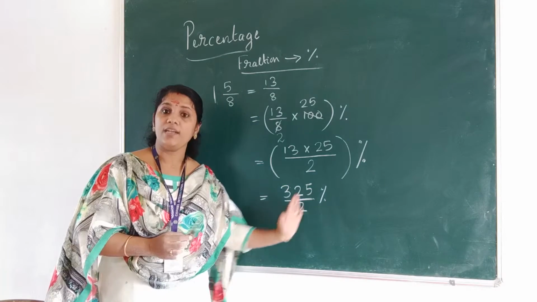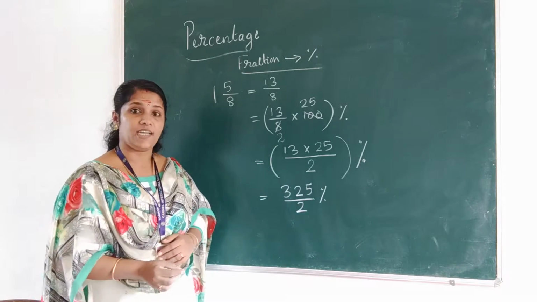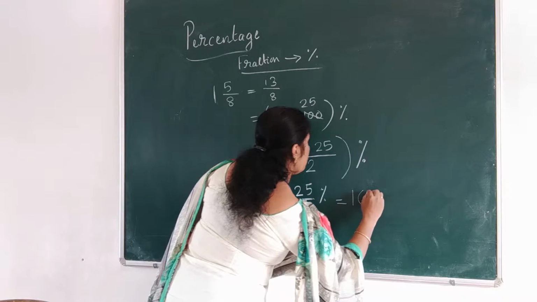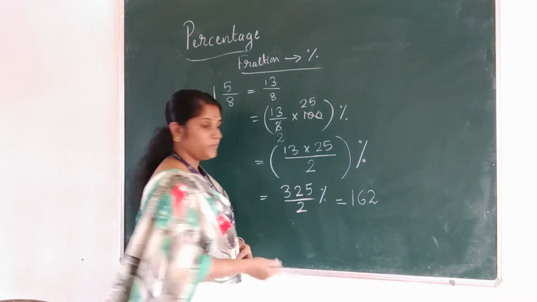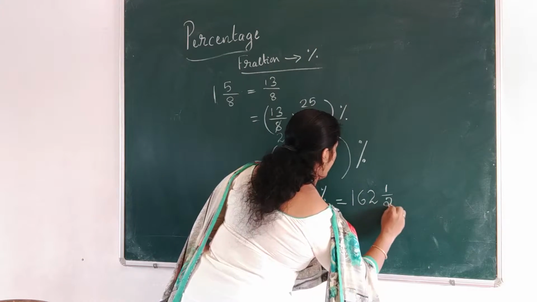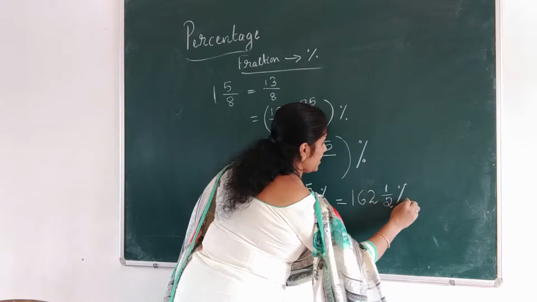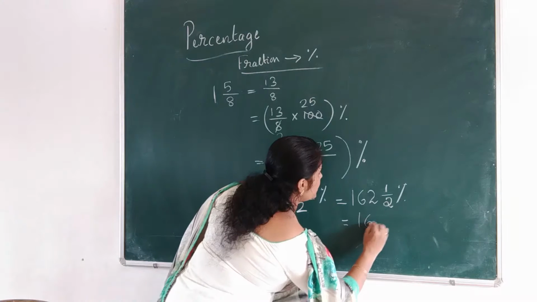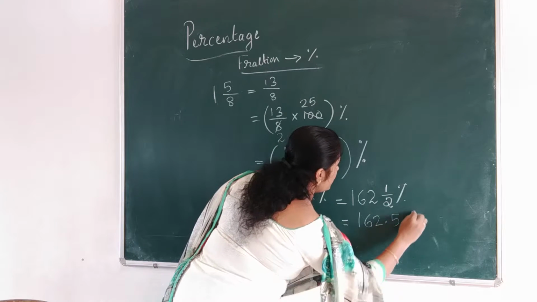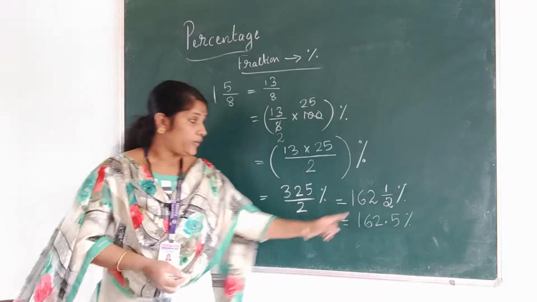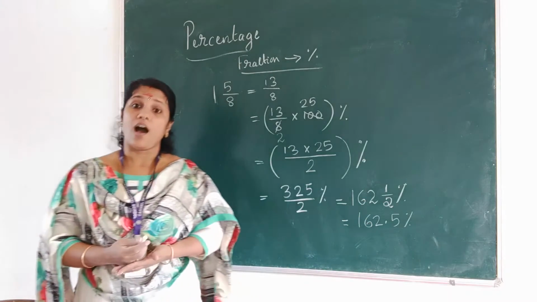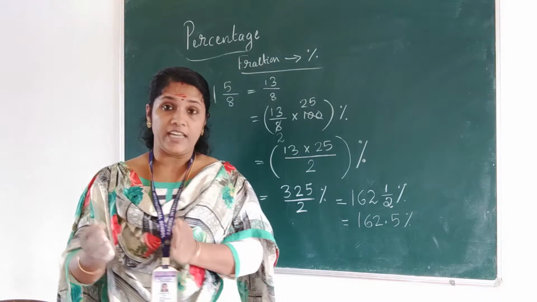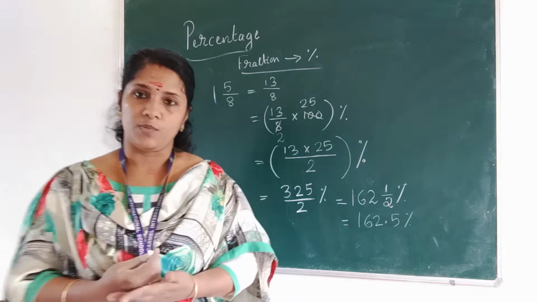When you express this in the form of a mixed fraction, the answer will be 162 1 by 2 percentage. The same thing you can write in decimal form as 162.5 percentage. Try to find these answers on your own. If you didn't get the answer, if you are feeling any difficulty, you can approach me. Okay?